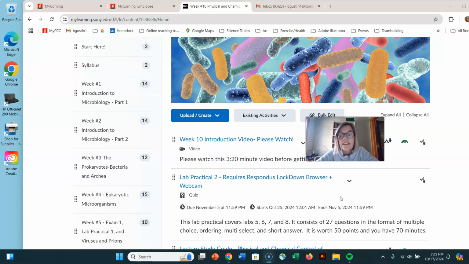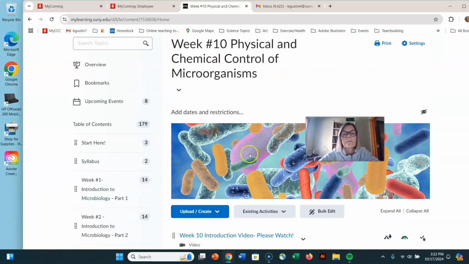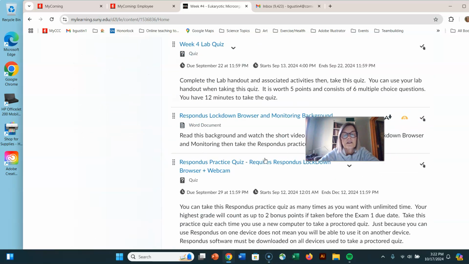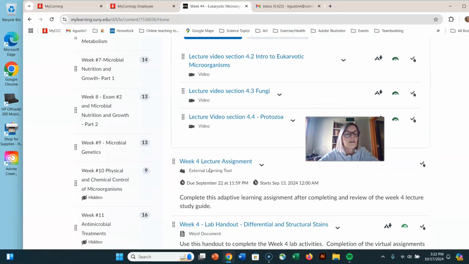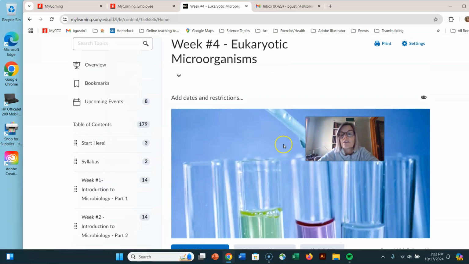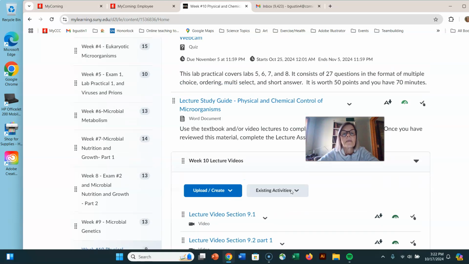So study. Everything on the practical should be in your lab handouts. Use those completed lab handouts to do the lab practical. Also remember that we're using Respondus for the lab practical. So if you need to practice Respondus, I believe the Respondus practice quiz was in week 4. Where is it? Yep, there it is. The Respondus practice quiz was in week 4. So you can go to week 4 and practice that again to make sure that Respondus is working for you on the computer that you're using.